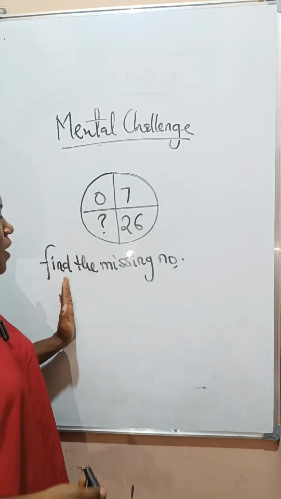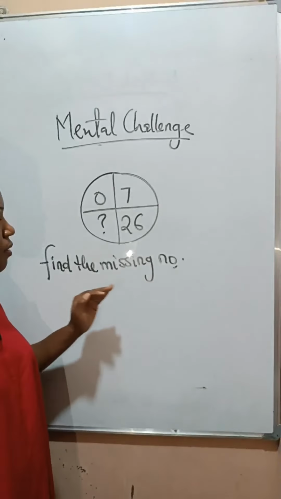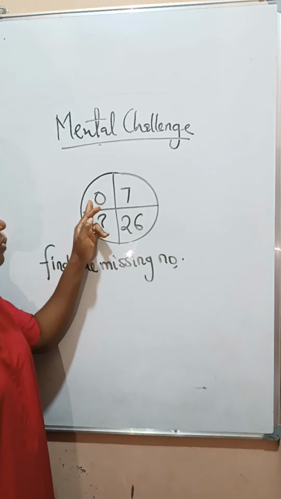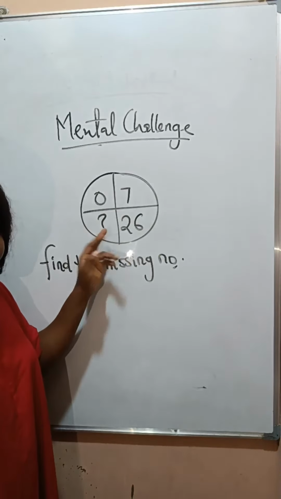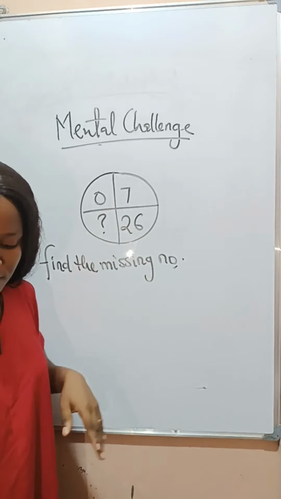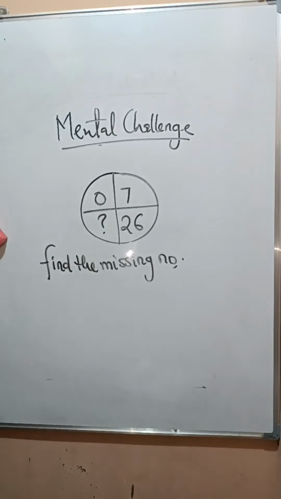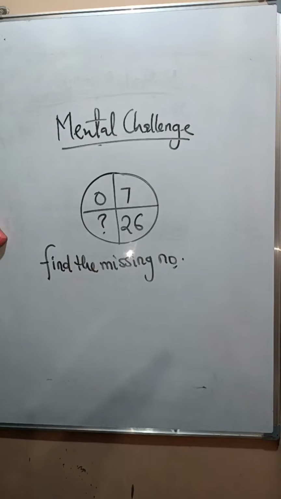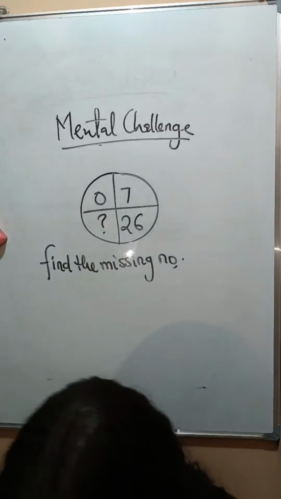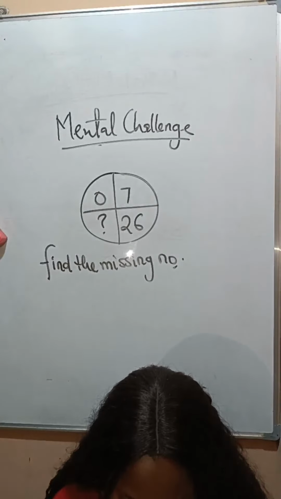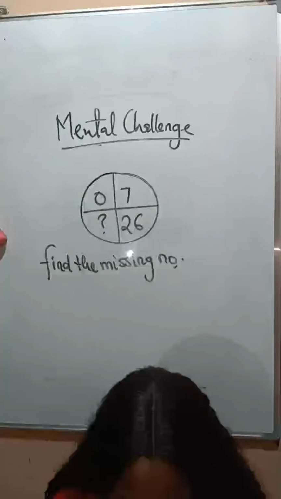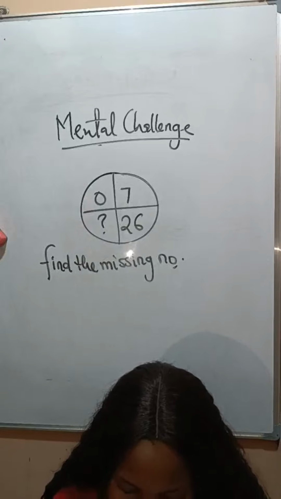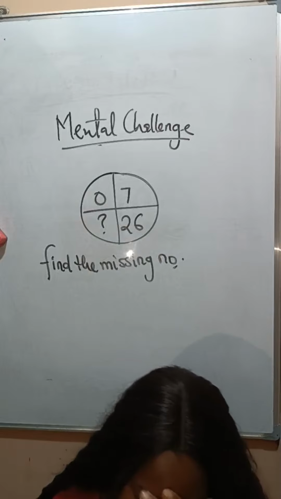So the question says, find the missing number. We have 0, we have 7, we have question mark and 26. So what is the missing number? That is the question. I've only gotten one attempt, by Mark. Mark is saying that the answer is 100 maybe. Let's try more.